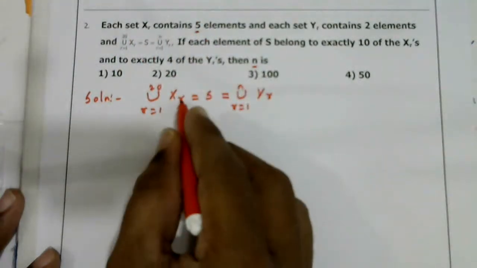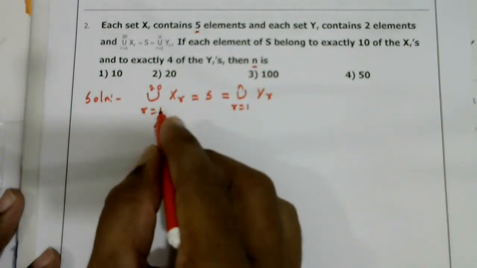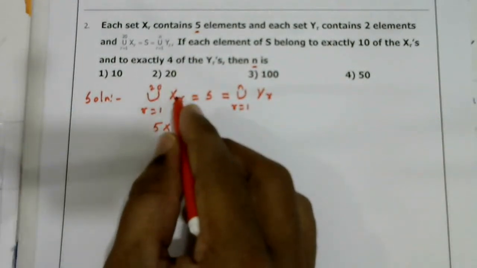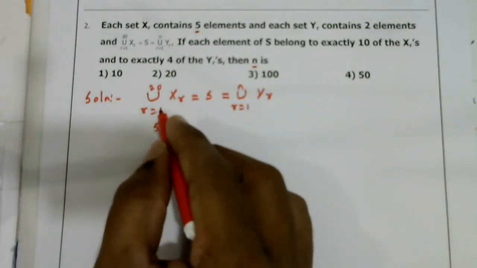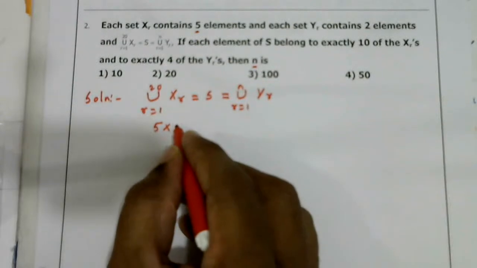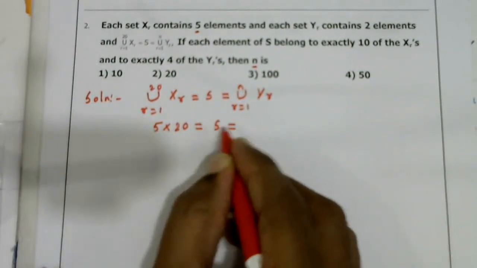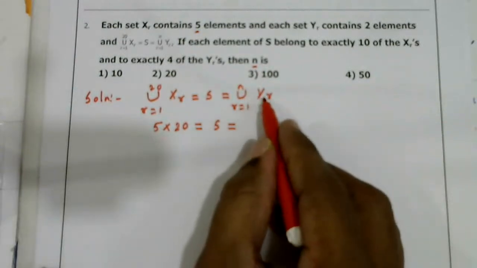Each set XR contains 5 elements. R runs from 1 to 20, so X1 contains 5, X2 contains 5, and so on up to X20. So 5 into 20 elements are there in the union S, so the size of S is equal to 5 times 20.